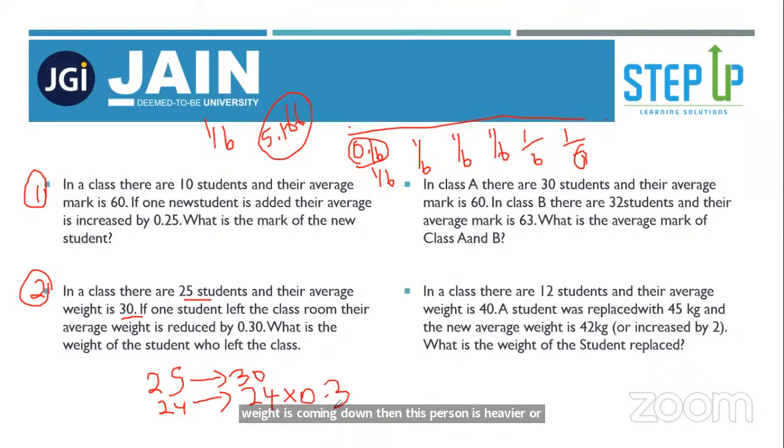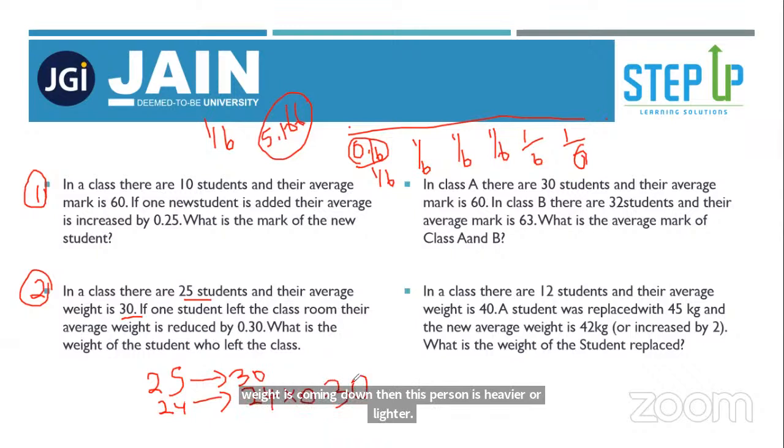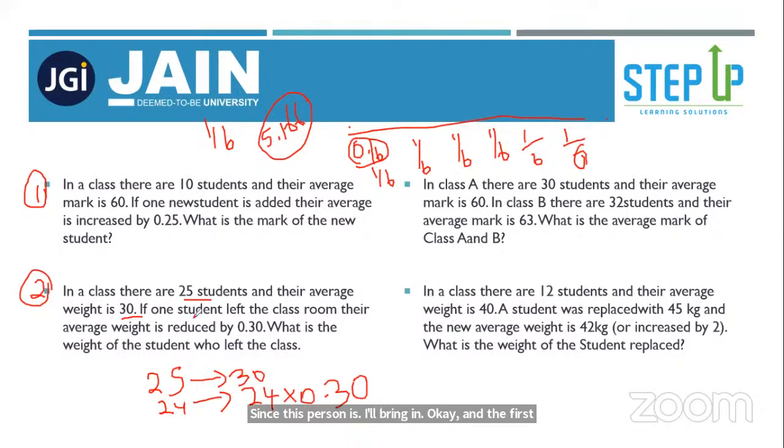Since this person is leaving, okay, in the first question, as we have seen, the standard method, here also we can do. In this, it is clearly given 25 students, the average weight is 30. So they are asking what to do. So 25 into 30 and 24 into 0.30, that much is going to get reduced. So because of one person leaving, the weight is decreasing. Remember that. Because of one person leaving, the weight is decreasing.